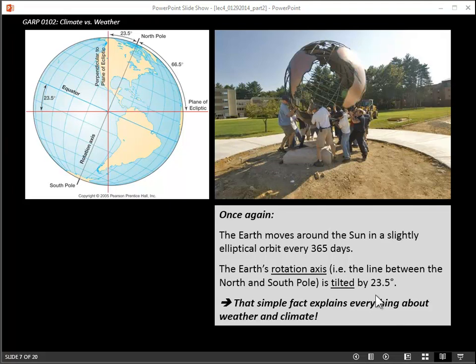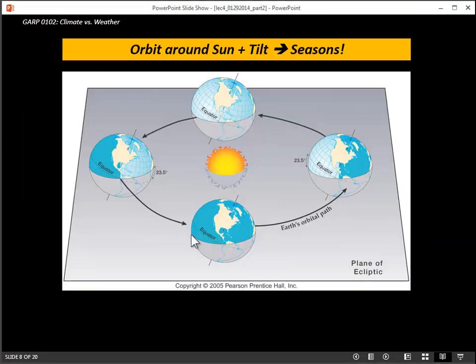Okay, let's continue on. Orbit around the sun plus tilt gives you seasons. Well, that's a repeat, right? I just want to really emphasize this. We have our orbit, the fact that the Earth is orbiting around the sun, and we are tilted as we are orbiting, and that gives us seasons. The sequence we know from summer to fall to winter and then back into spring.